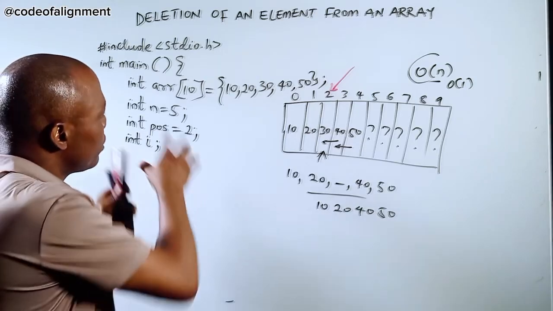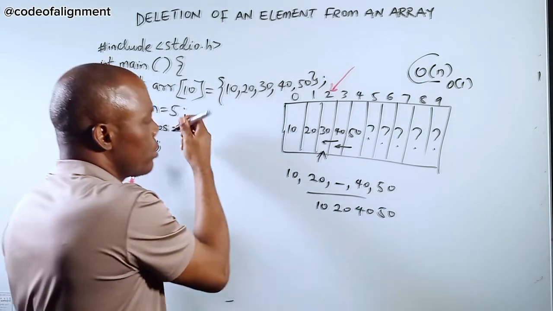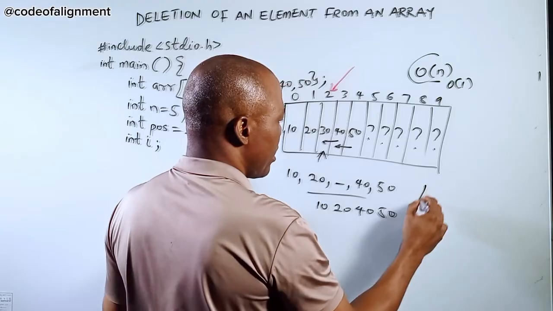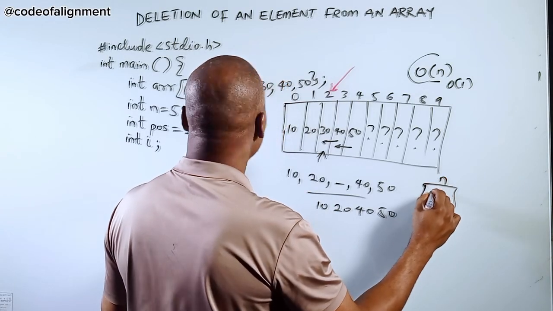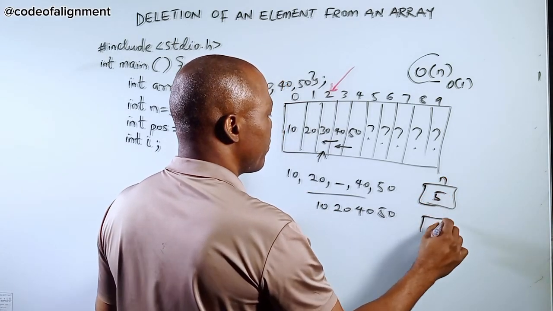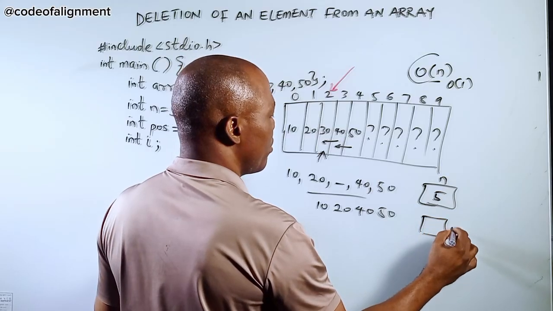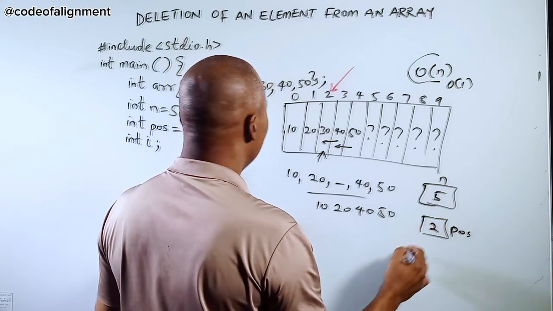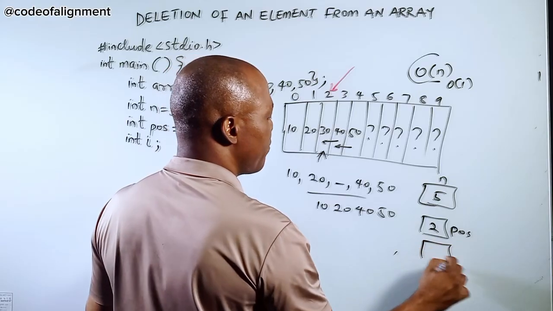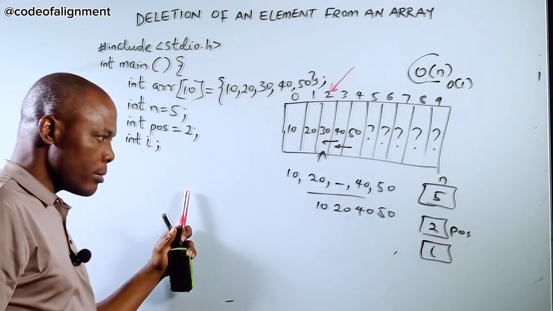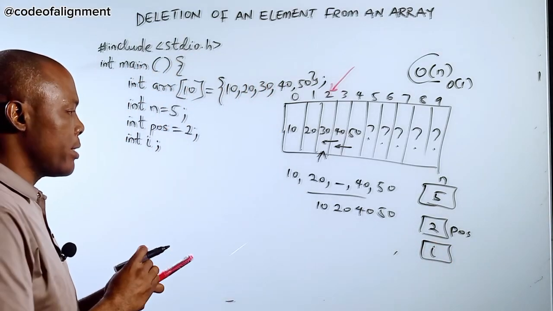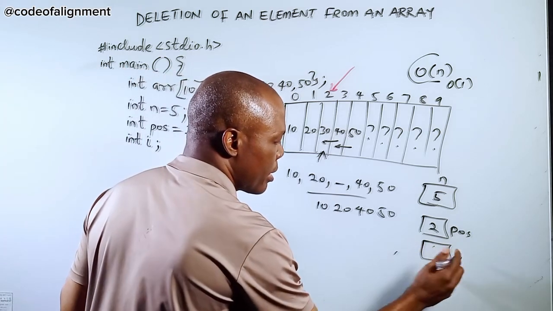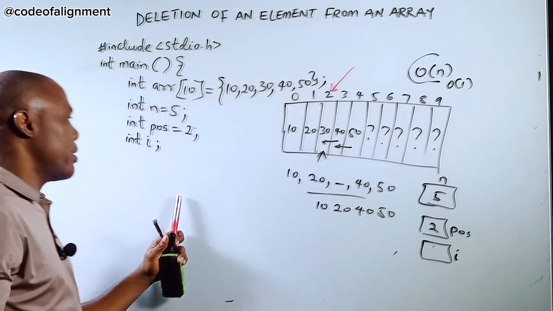Now, I haven't done this. I've declared all these variables. So n is 5. Position is 2. And then I have i here. I've not assigned anything to i yet.